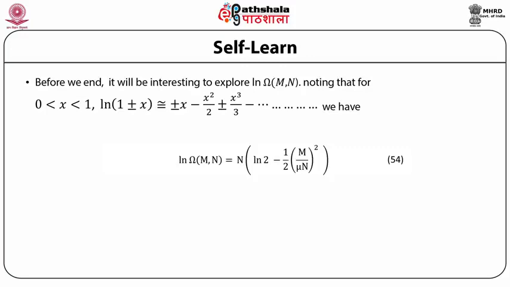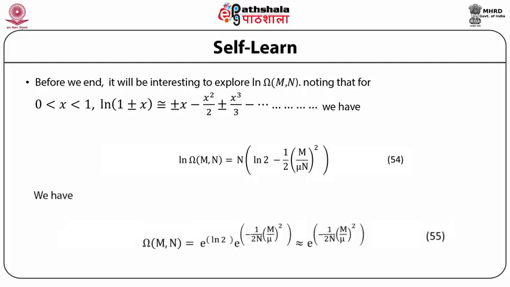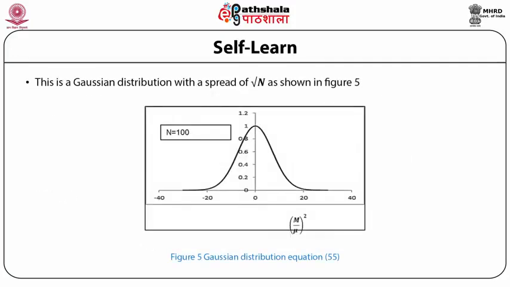We have log of omega(m, n) is equal to n log of 2 minus half (M upon mu n) whole squared, or we have omega(m, n) is equal to e raised to power log of 2 multiplied by e raised to power minus 1 upon 2n multiplied by (m upon mu) whole squared, which is approximately equal to e raised to power minus 1 upon 2n (m upon mu) whole squared. This is a Gaussian distribution with a spread of square root of n as shown in figure 5.